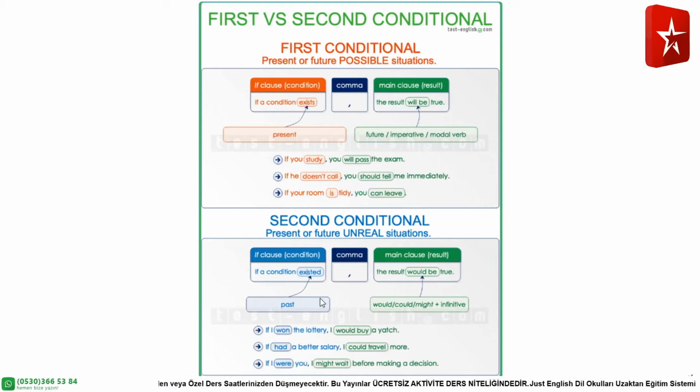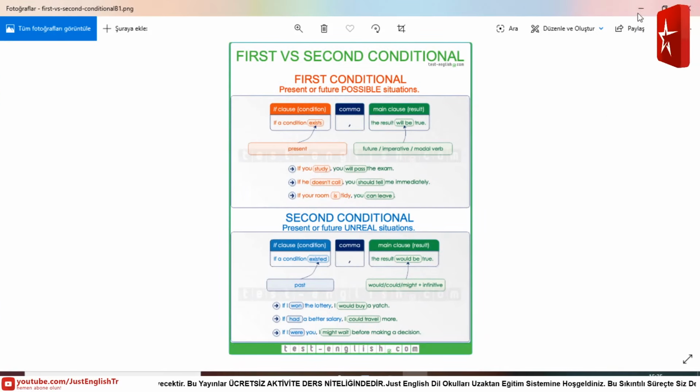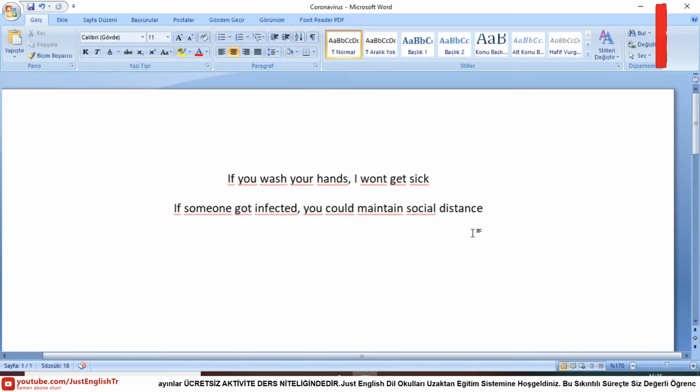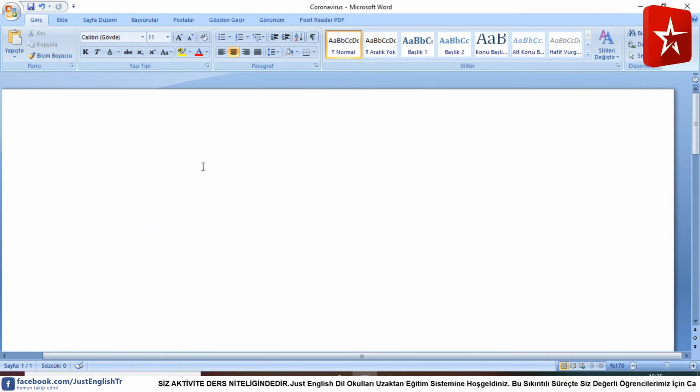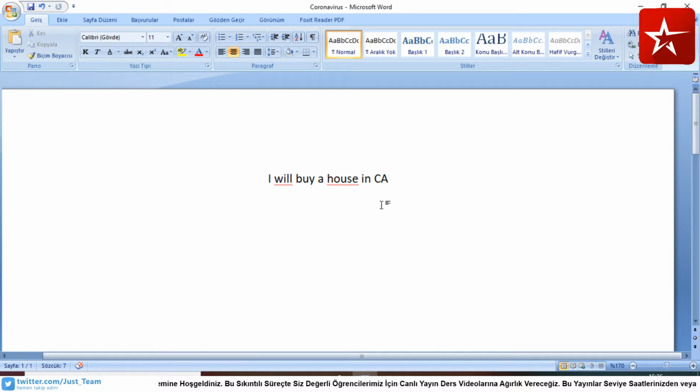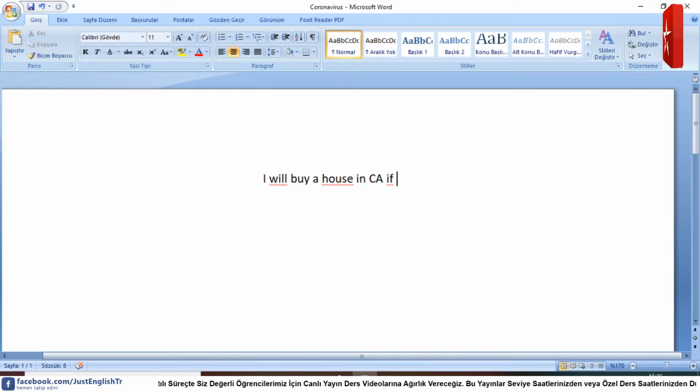So let's make new sentences. We have 10 minutes left to finish today's lesson about the first and second conditional. Let's make new sentences related to this grammar. For example, I will buy a house in CA, it means California. I will buy a house in California if what?